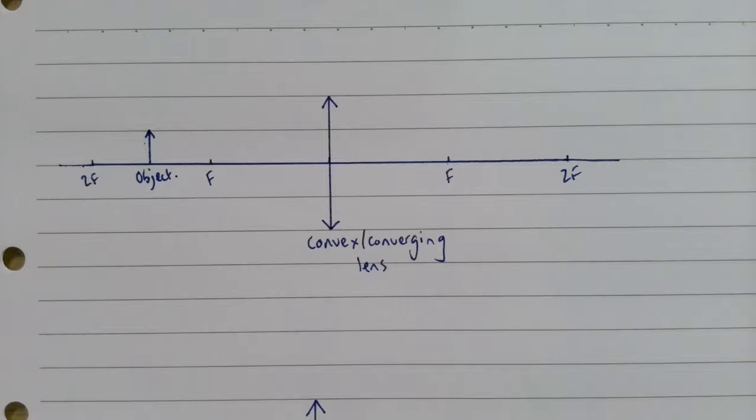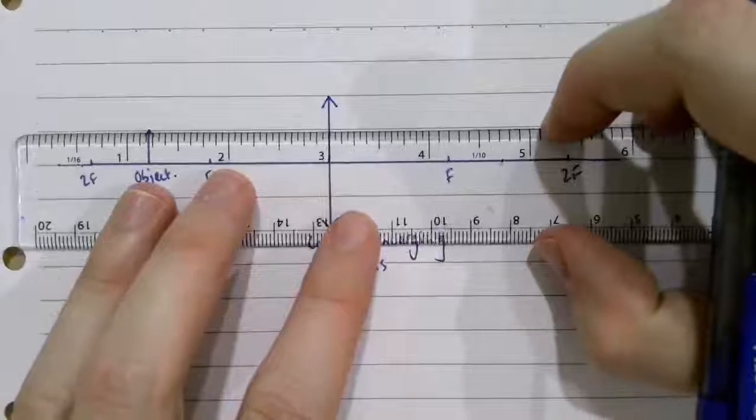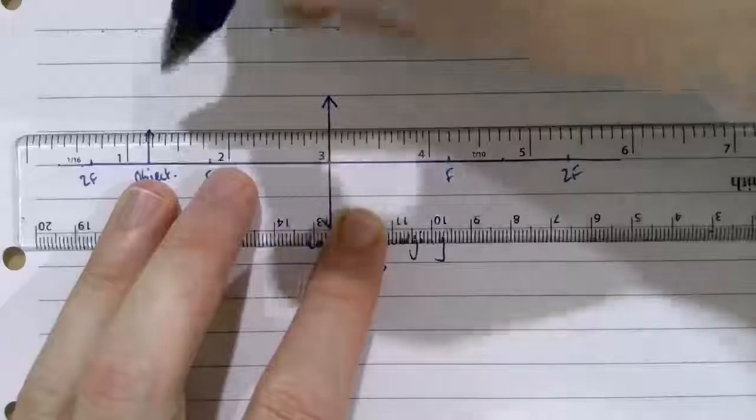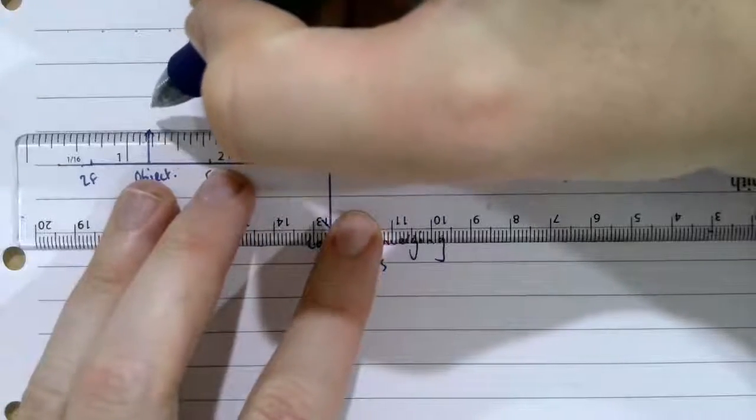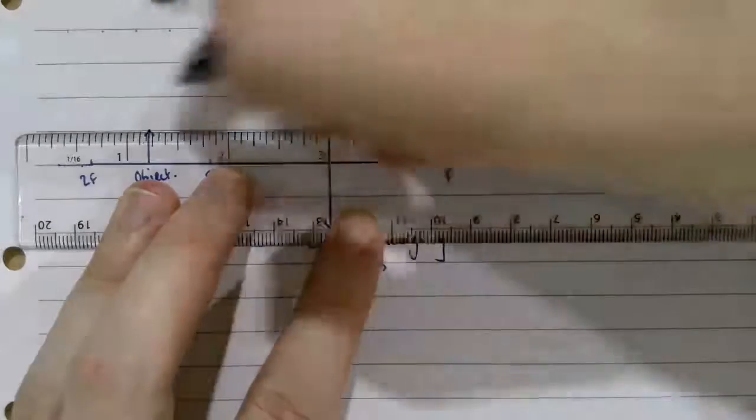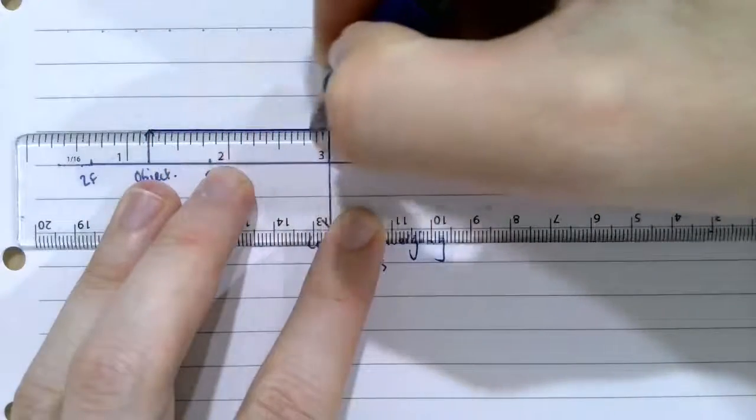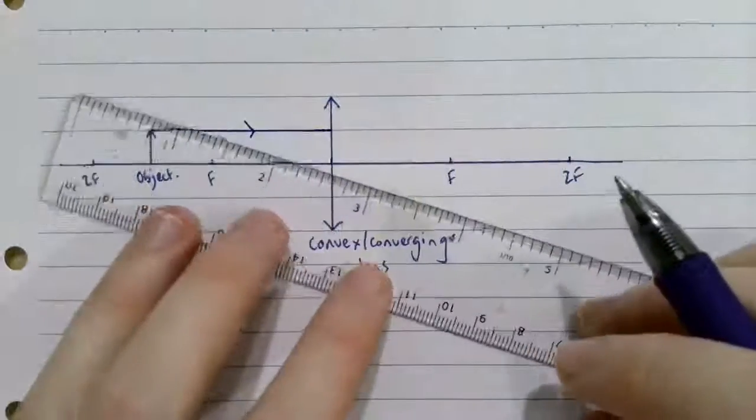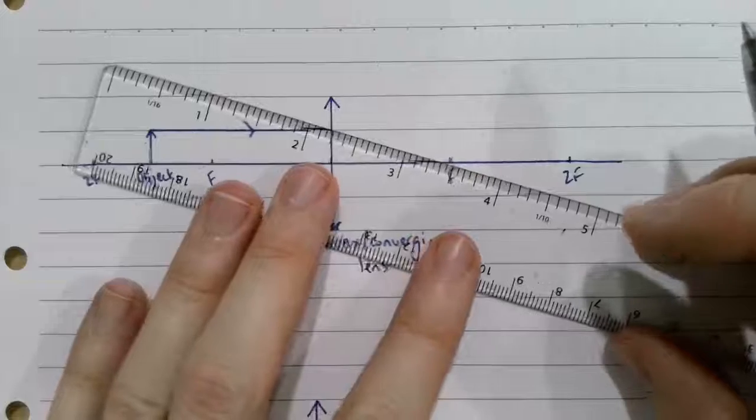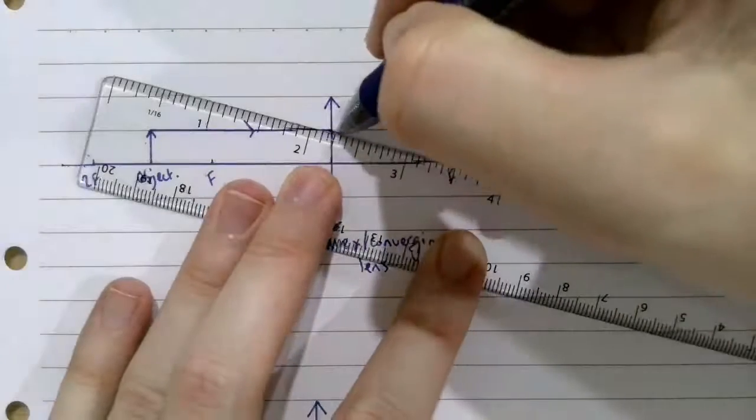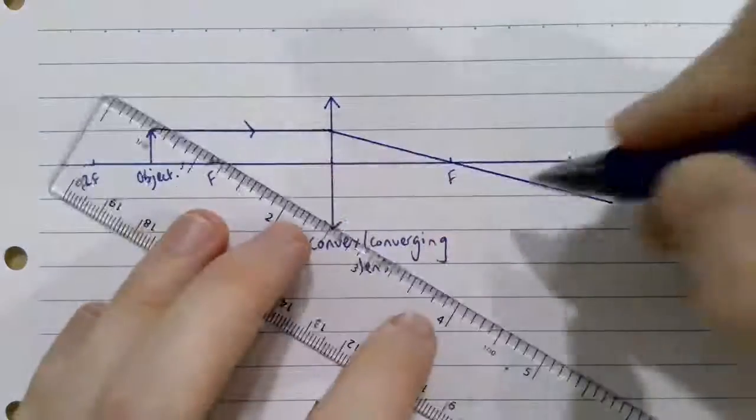Now I'm going to draw 3 rays coming off the top of this object, and each one has a specific rule. So the first ray that you draw comes off the top of the object and it comes parallel to the axis. Now a ray which hits the lens parallel to the axis, the rule is that it then must go through the focal point on the other side, like that.